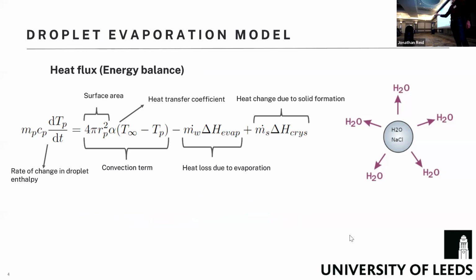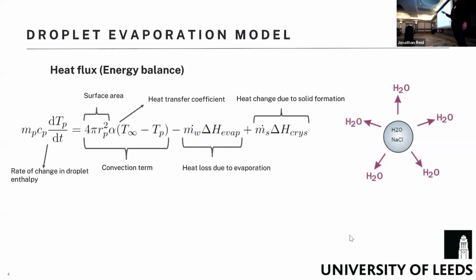Now, very similarly, we can do an energy balance on the droplet, and this energy balance gives us three terms. The first term is the convection term, which is very similar to the previous equation: the product of the droplet surface area with a heat transfer coefficient and a gradient of temperature between the droplet and the air far from the droplet.